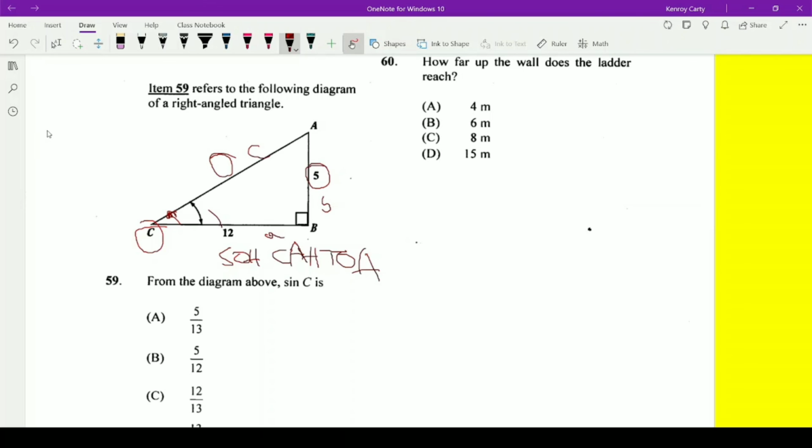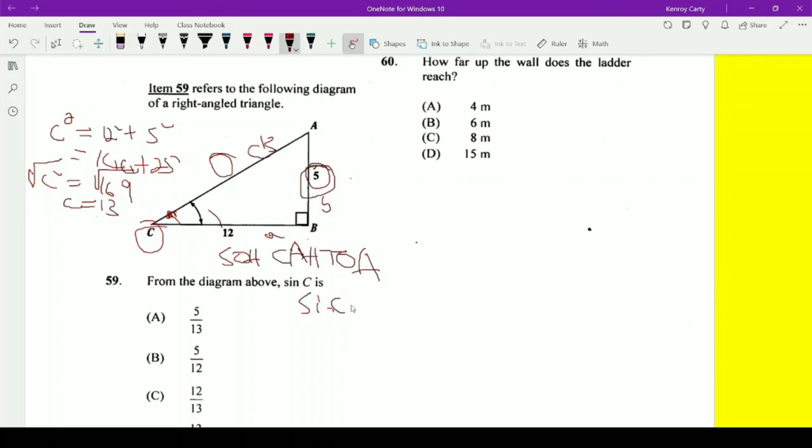It says the hypotenuse squared, which is C squared, is the sum of the squares of the other two sides. So 12 squared plus 5 squared. 12 squared is 144, 5 squared is 25, so that's 169. C squared is 169. I don't want C squared, I want C, so the opposite of square is square root. So C is equal to 13. So I know that this side is 13. Alright? So sine C is equal to the opposite over the hypotenuse. Opposite is 5 over 13.